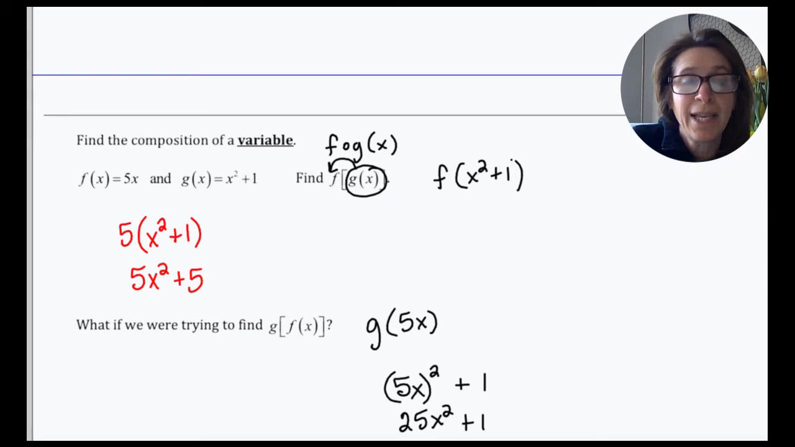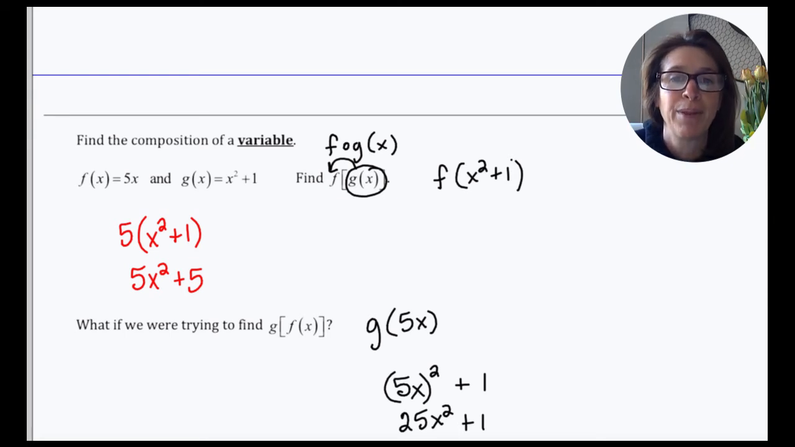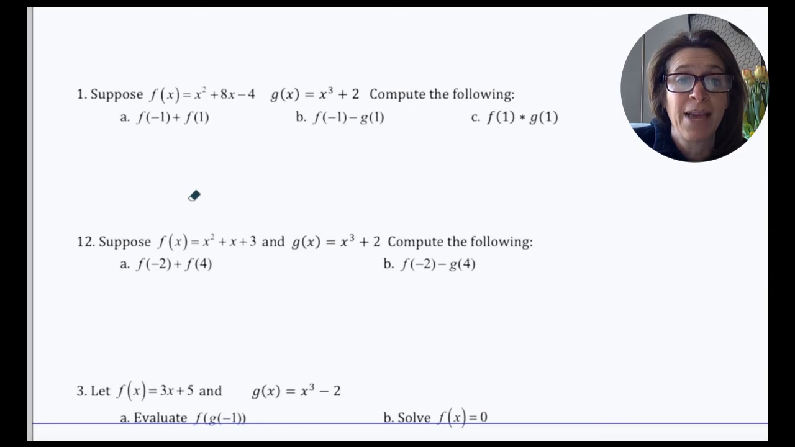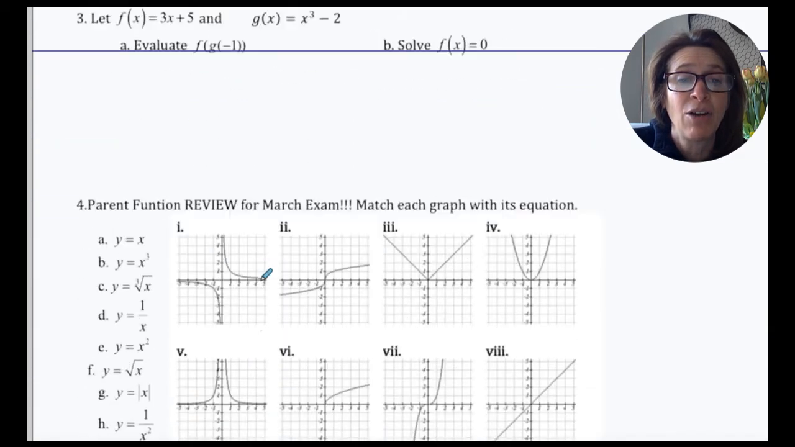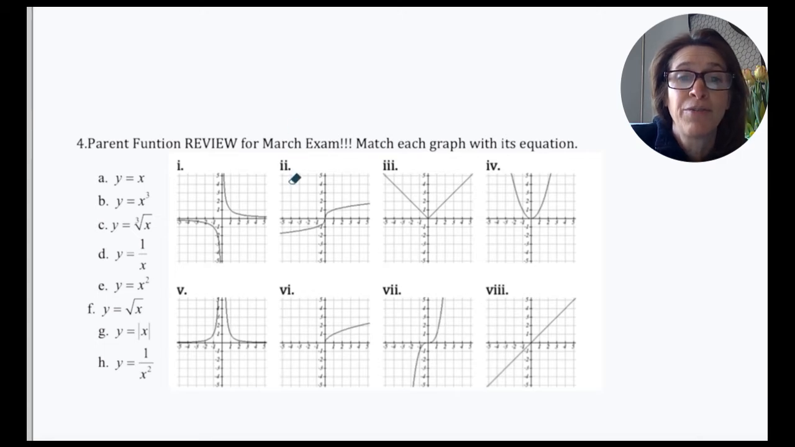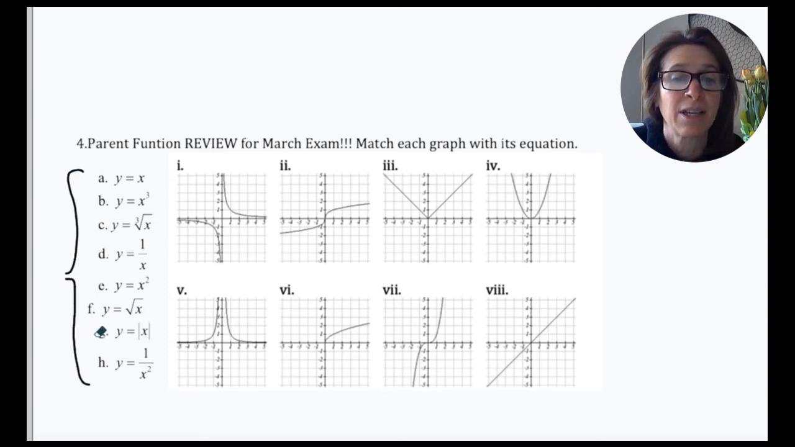All right, so what I'd like you to try, we had gone over the basic function operations from addition, subtraction, multiplication, division, and now composition. So I'd like you to try the problems at the top of the next page. It's page 16. And then I'd also like you to review for your March exam by going through and matching the graphs, because these are all the parent functions that we've learned or discussed this year, and you really need to know what their basic features look like and how they look different based on the function.